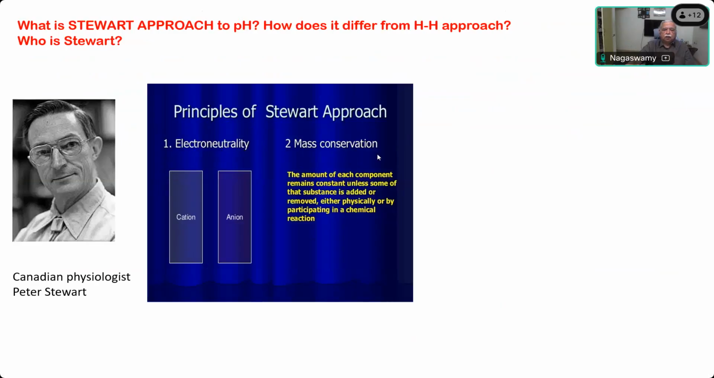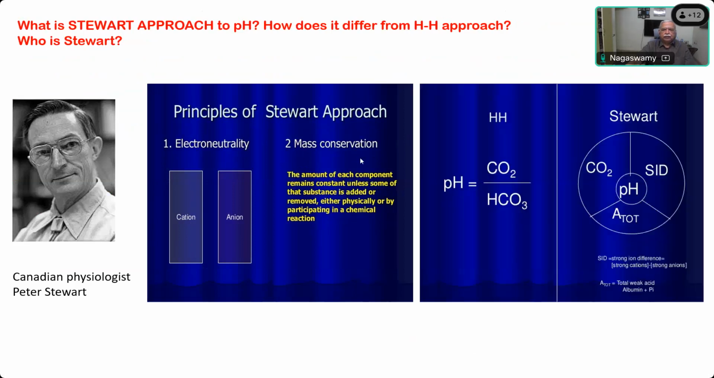For that, you have what is called mass conservation. The amount of each component remains constant unless some of that substance is added or removed, either physically or by participating in a chemical reaction. So Henderson-Hasselbalch compared CO2 with bicarbonate, whereas Stewart's hypothesis takes carbon dioxide into consideration, plus there is a strong ion difference between the strong cations and strong anions. And there is a third component called total weak acid, that is albumin and phosphate also. So these three things are taken into account, unlike Henderson-Hasselbalch, where only two things are taken into account.